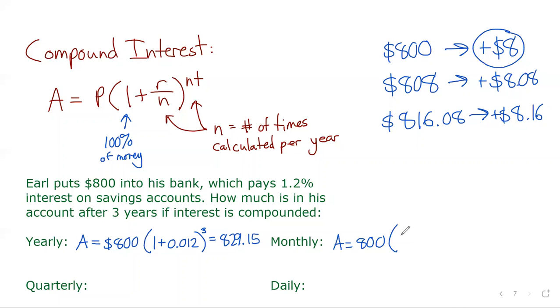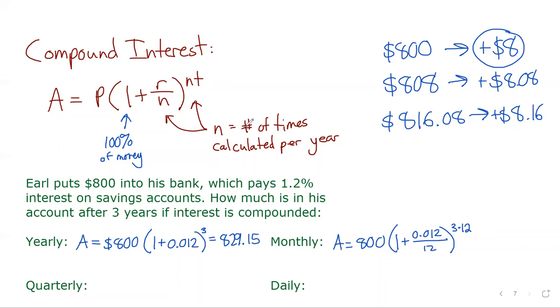Okay, what's happening here now is we're not getting all of this once a year. We're getting a 12th of that 12 times a year. So we're not getting all of that 0.012. We're getting 1/12 of that, but 12 times as often. So that's what this whole setup means.